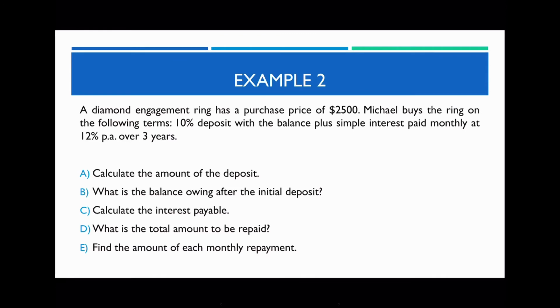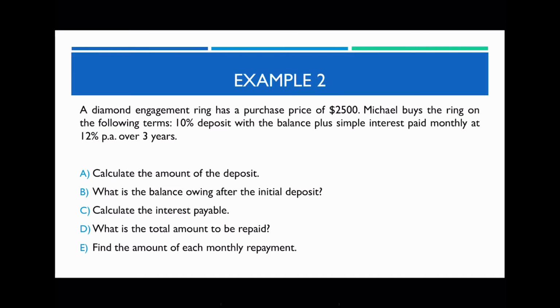So the second example reads, a diamond engagement ring has a purchase price of $2,500, okay? Michael buys the ring on the following terms: 10% deposit with the balance plus simple interest paid monthly at 12% per annum over 3 years. Now, as you can see, this question is a bit different because it doesn't actually tell you how much you paid weekly. So in this case, you actually need to physically calculate the repayments yourself.